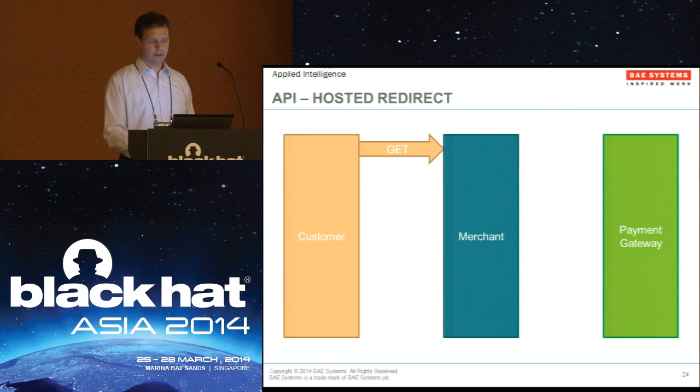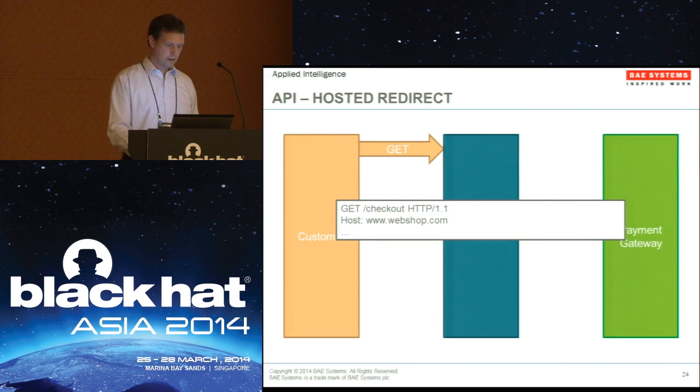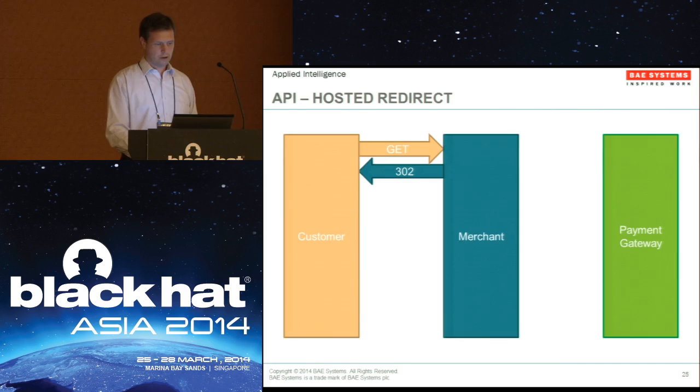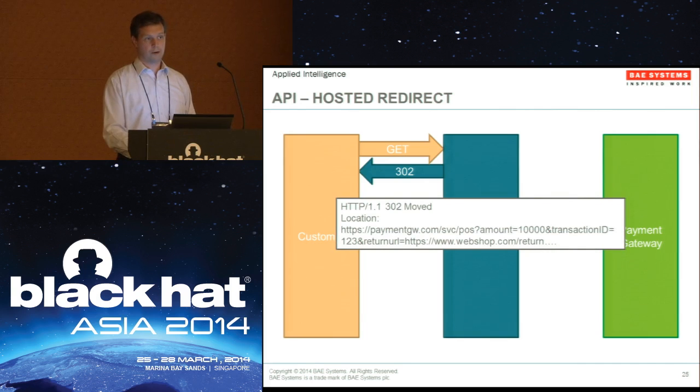A different alternative is, without using a direct post, you take it to a white label page on the payment gateway before doing the post with the credit card details. So same kind of stuff. You go to the checkout page. The checkout page, in this case, redirects you instead of giving you an HTML form. And as you can see in here, there's all the payment data in the redirect.